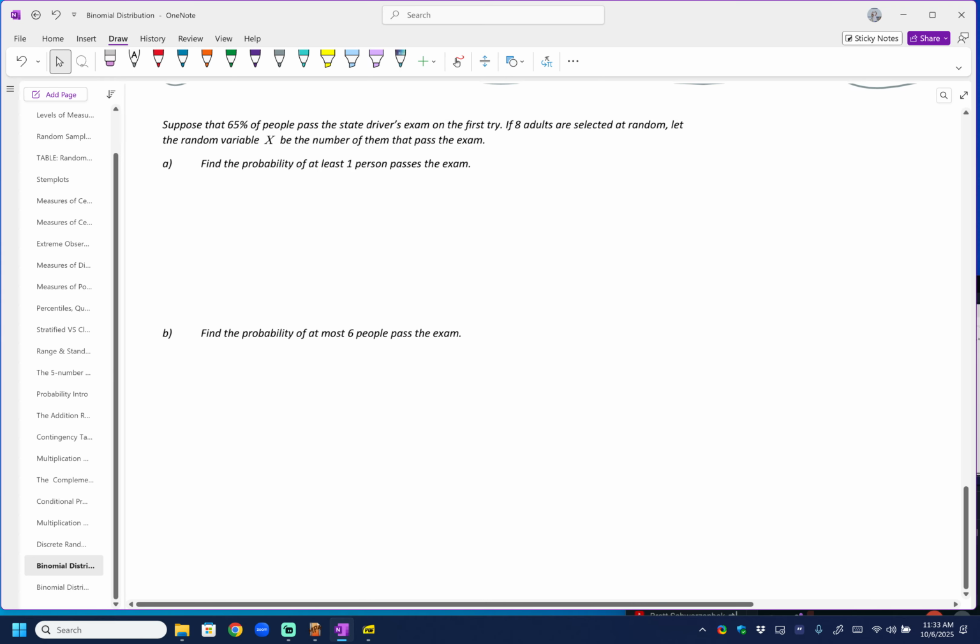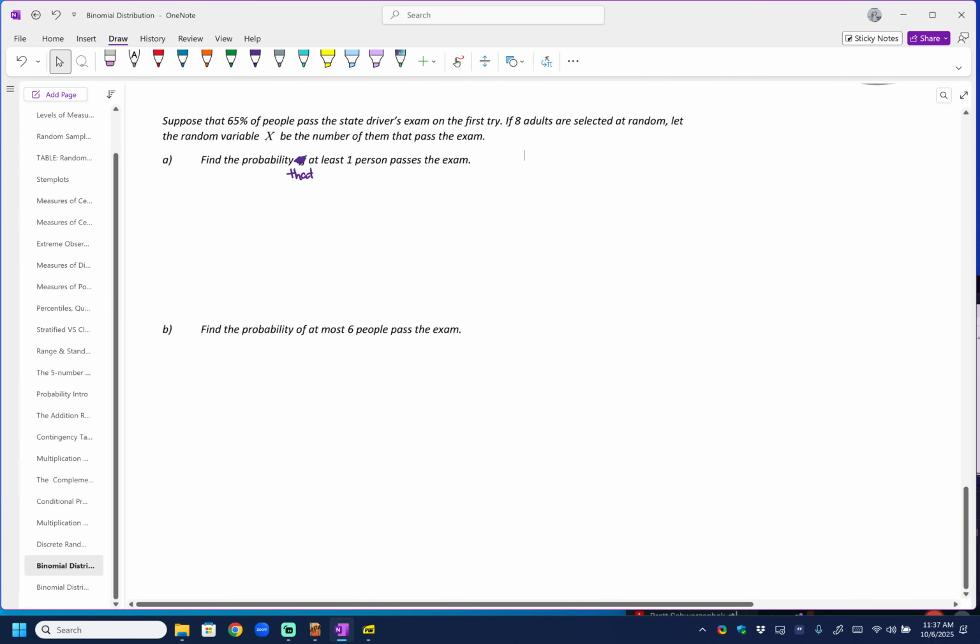Suppose that 65% of people pass the state driver's exam on the first try. If 8 adults are selected at random, let the random variable x be the number of them that pass the exam. We can quickly identify this as a binomial experiment by running through our requirements. For this, success would be passing the exam, so failure would not. Each driver taking the test is independent of the other driver, so that's clear.